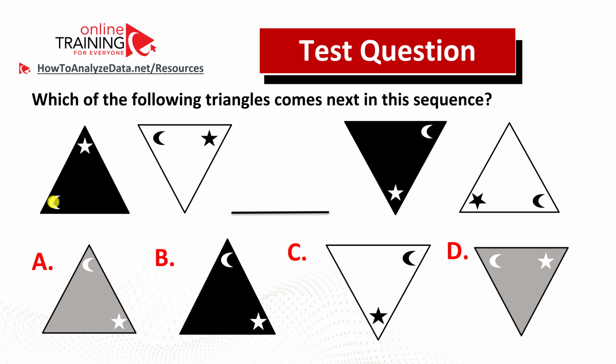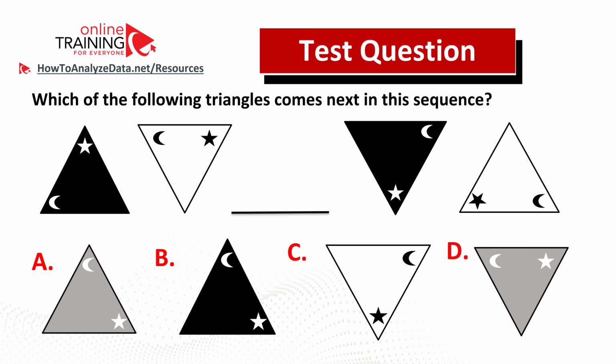You also have a pattern of moon and star, and moon and star, they move inside the triangle. So you see moon and star in the leftmost triangle, then you see moon and star on the top, then you see moon on the top and star at the bottom, and then you see both of them, moon and the star, at the bottom of the triangle.